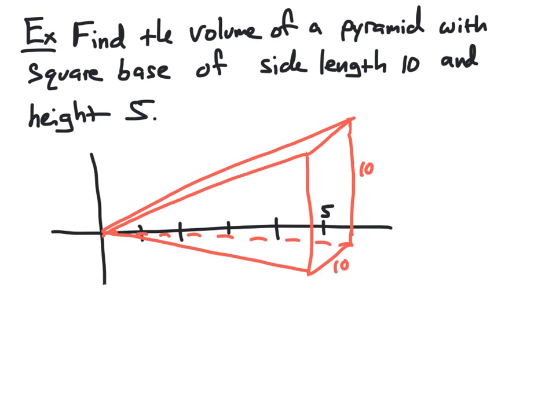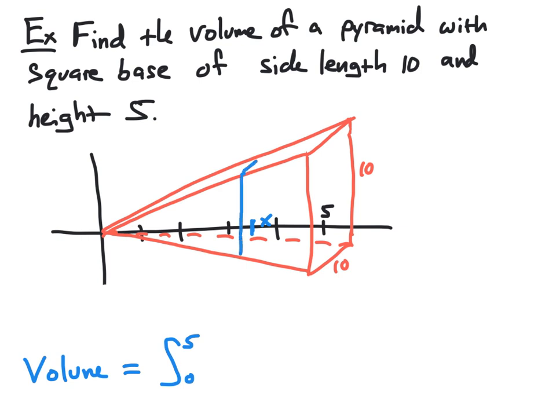And so our volume is going to be a definite integral. Our solid is located between 0 and 5 on the x-axis, and so those are going to be our limits of integration. And the last thing that we need to do is to find the cross-sectional area at some point x between 0 and 5. And so what we can do here is just pick some value of x where the pyramid exists. So maybe we'll pick this value right here and look at the cross-section.